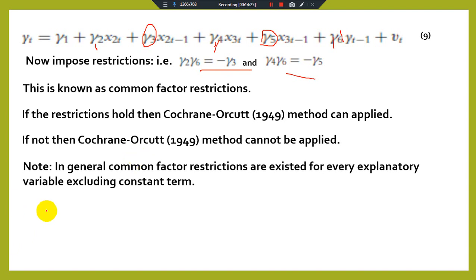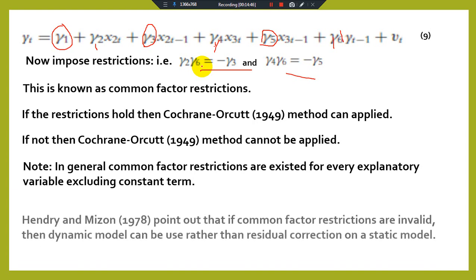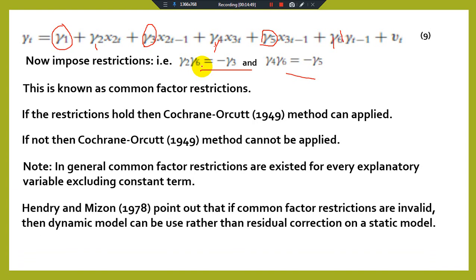Note, in general, common factor restrictions exist for every explanatory variable excluding the constant. So see here, we are not including gamma 1 in any of the restrictions. That's why the common factor restriction cannot hold for our constant term. Note that Hendry and Mizon 1978 pointed out that if common factor restrictions are invalid, then the dynamic model can be used rather than residual correction on a static model.